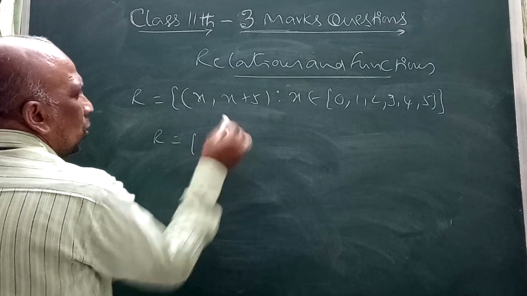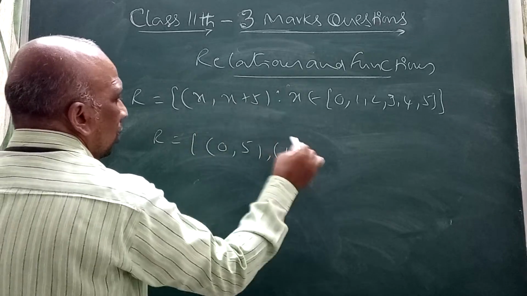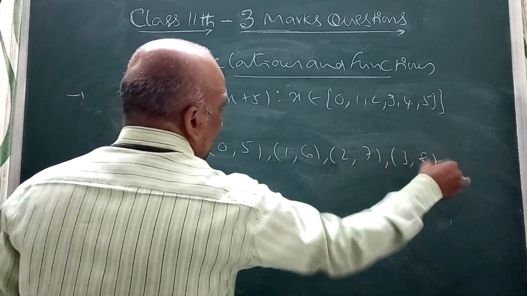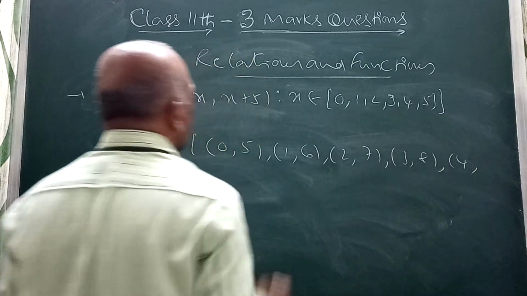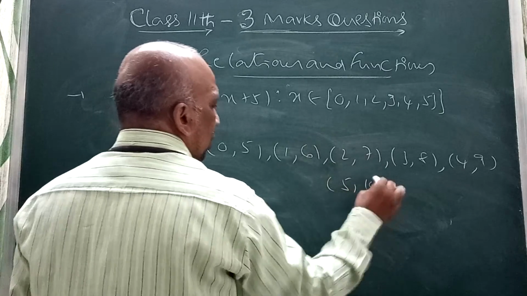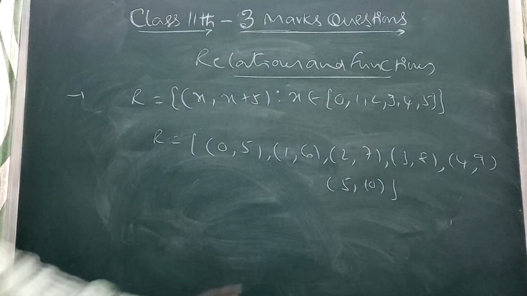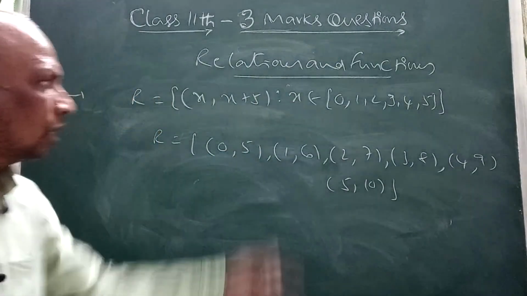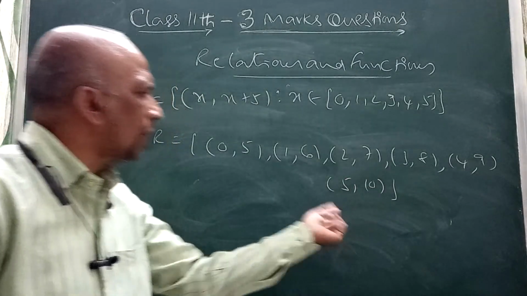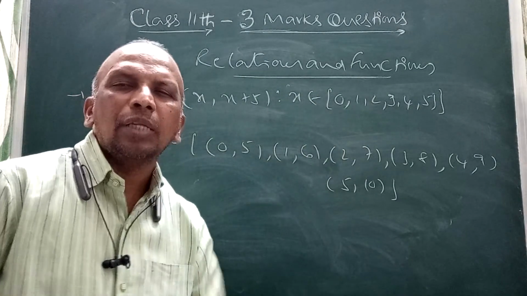Then with the x values given, I get R is equal to: (0, 0 plus 5) which is (0, 5). Correct. (1, 1 plus 5) which is (1, 6), (2, 7), (3, 8), (4, 4 plus 5) which is (4, 9), and (5, 5 plus 5) which is (5, 10). I can express it like this. They didn't mention anything else; they only mentioned the x value. This is the roster form.